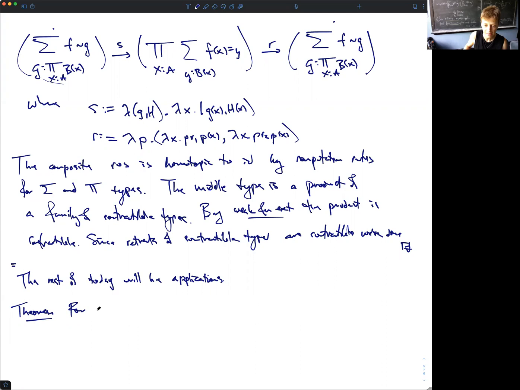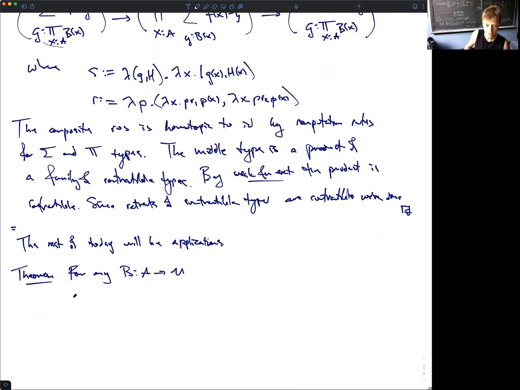For any type family B over A. What weak function extensionality asserted is that if I take the product over x in A, and the fibers are contractible, then the entire product is contractible. And what we'll do now is extend that to the higher truncation levels. You might remember contractible types are the -2 truncated types. They're the base of some hierarchy. And this is the corresponding result for the higher truncation levels.